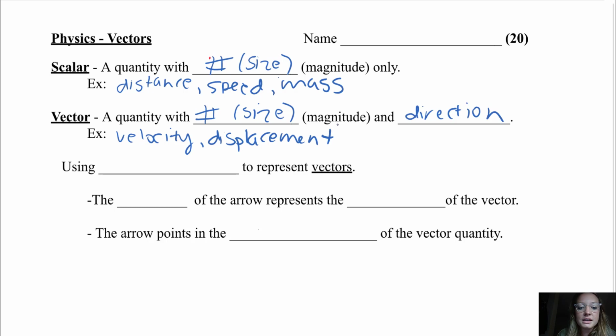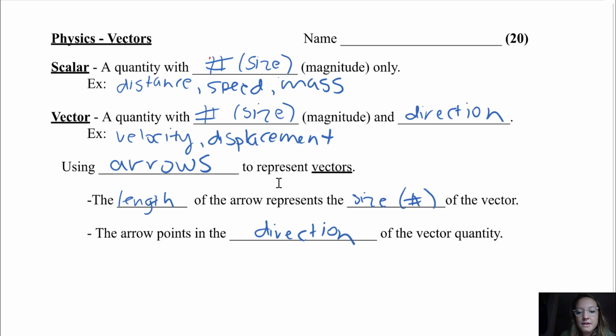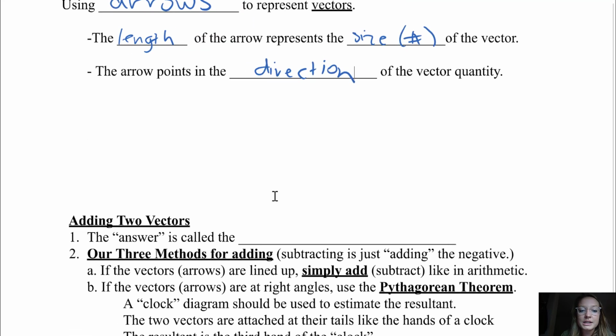So in physics, a lot of times we use arrows. We use arrows to represent vectors. And the reason why we use arrows is because they can represent both a size and a direction. So we use the length of the arrow to represent the size, that's the number or the magnitude of the vector, and the arrow points in the direction of the vector quantity.